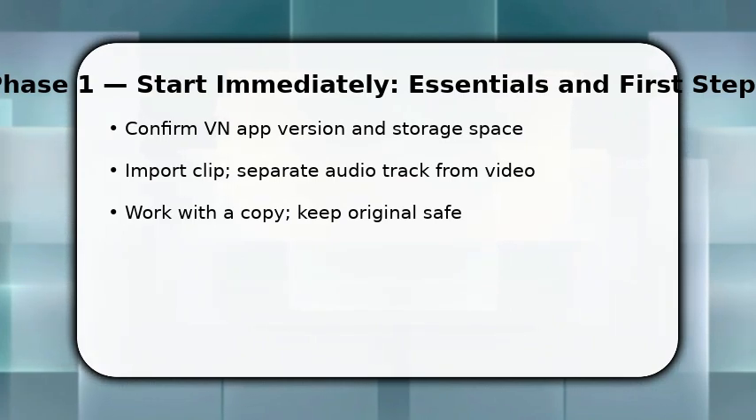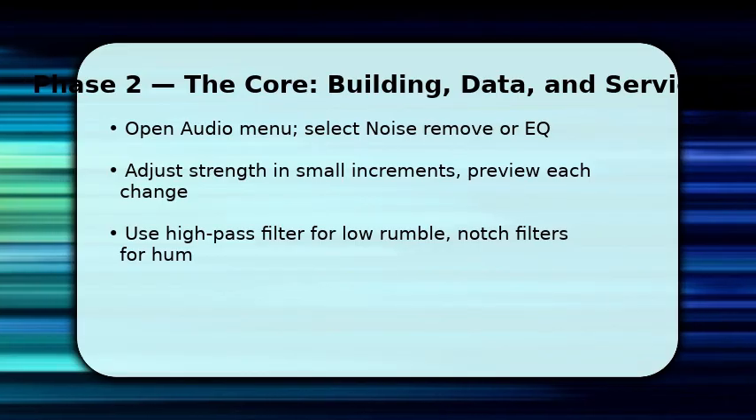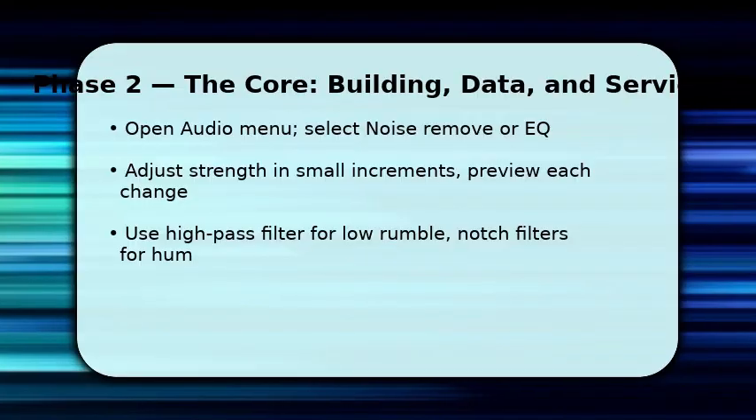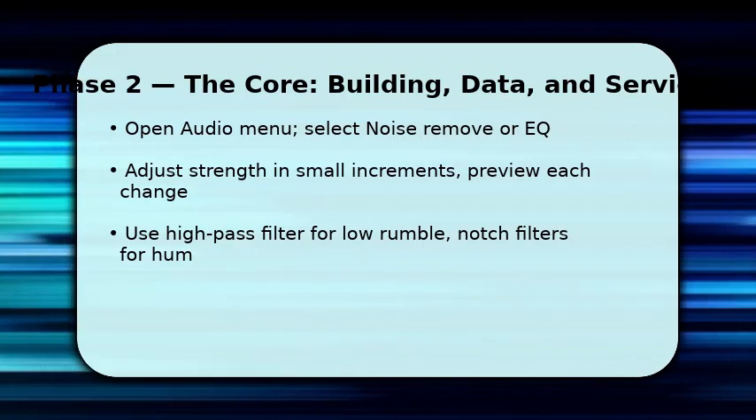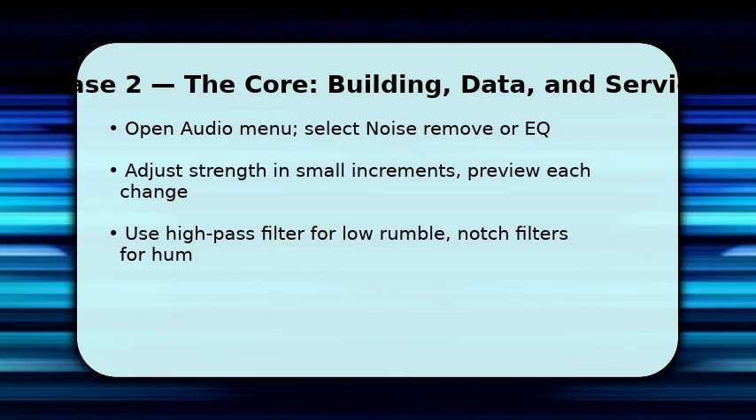without altering the picture. You now apply VN's noise reduction and equalization tools to diagnose and reduce unwanted sound. Start with the noise remove function and dial strength up slowly. Aggressive settings cause artifacts. Then add a high-pass filter to cut low-frequency rumble and use a notch filter for steady hums like 50/60 Hz. Once adjusted, preview the clip at normal listening level to check speech clarity. If sibilance appears, lower reduction or apply gentle de-essing. Keep iterating until dialogue sounds natural.